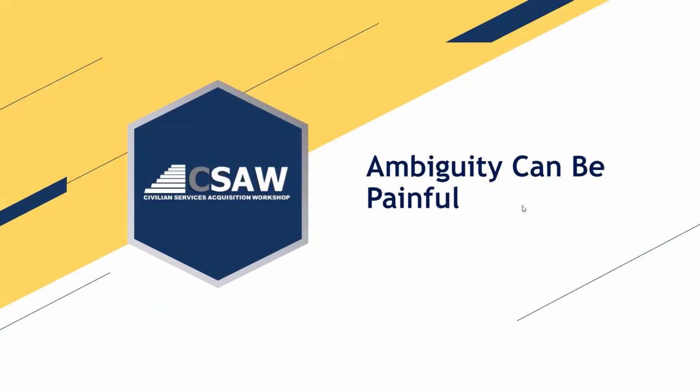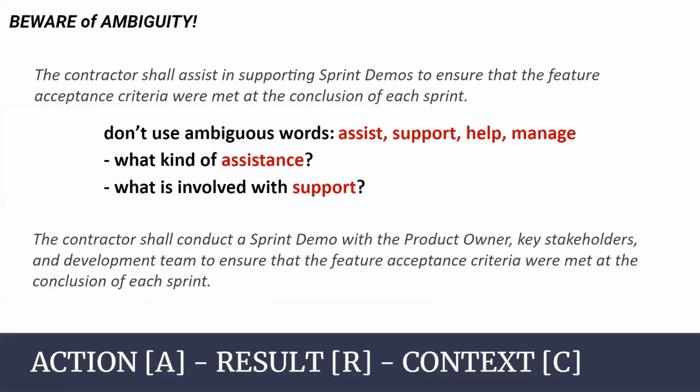All right, let's talk about ambiguity, and then we'll talk about plain language before we wrap up today, talking about some resources that will be handy for you. All right, so ambiguity. Let's read this first one. The contractor shall assist in supporting sprint demos to ensure the feature acceptance criteria were met at the conclusion of each sprint.